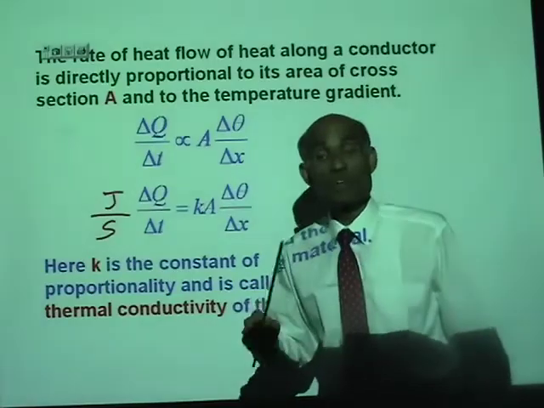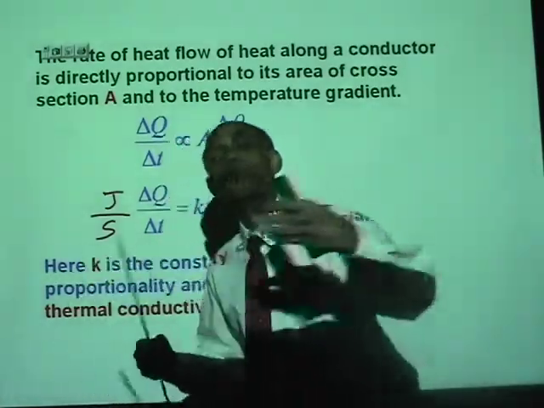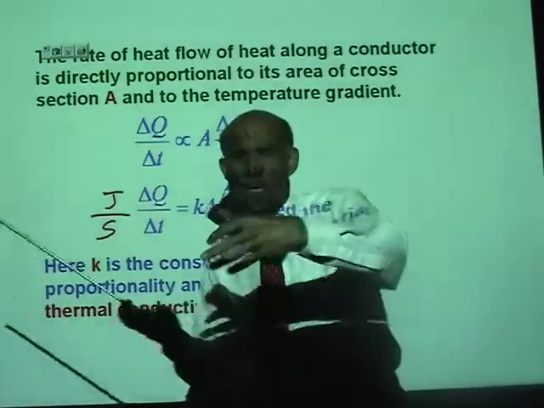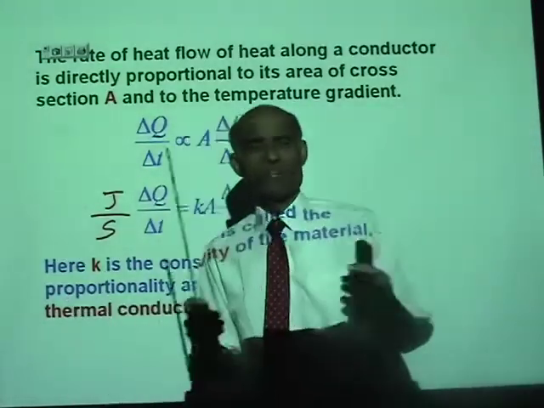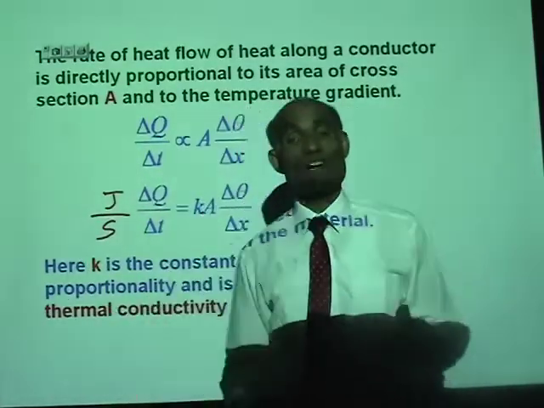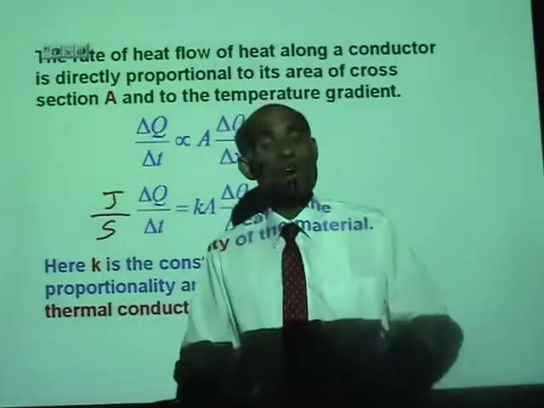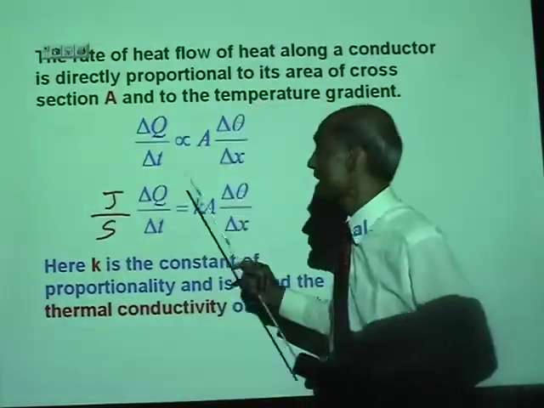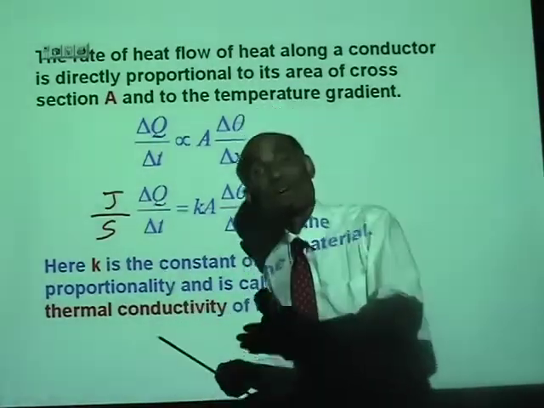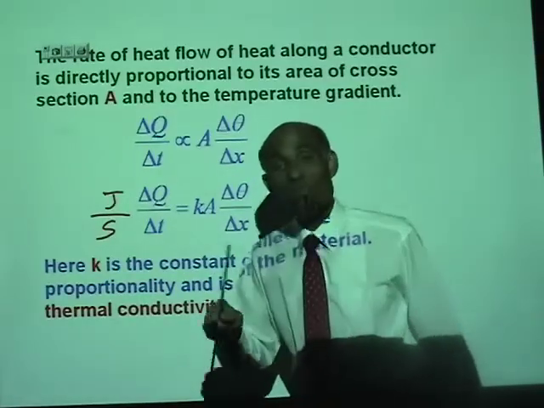Now, it is sometimes called thermal current. You see, any rate of flow is called a current. The rate of flow of air is air current. The rate of flow of water is called water current. The rate of flow of electric charge is called an electric current. The rate of flow of heat is called thermal current. So, this quantity is thermal current.